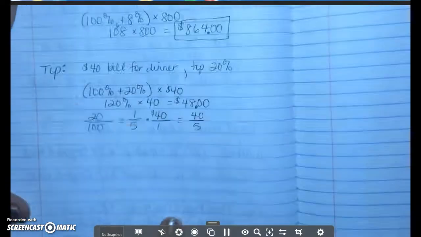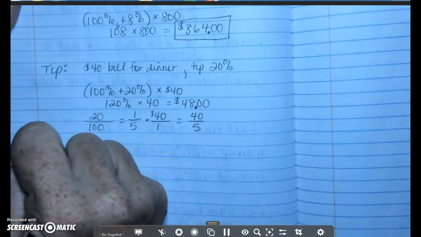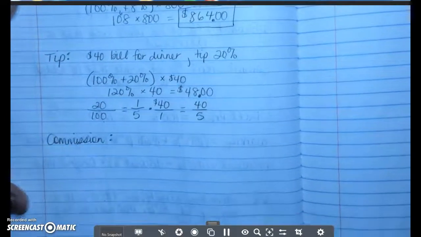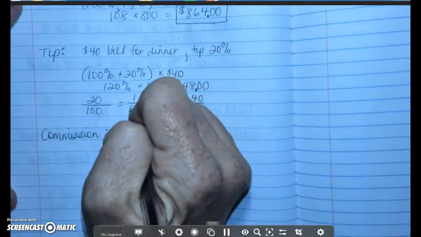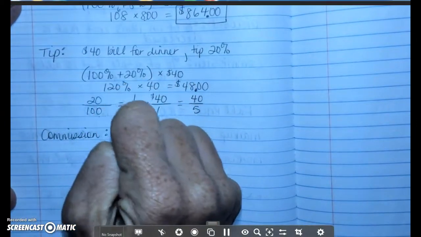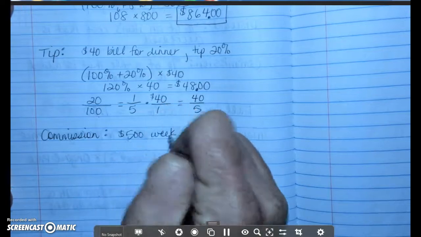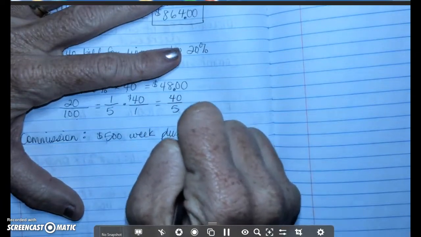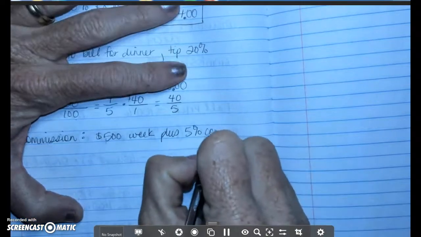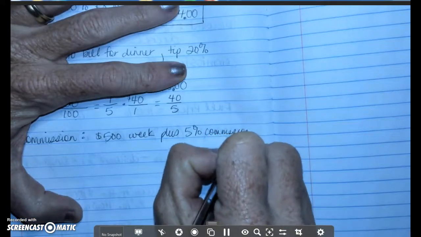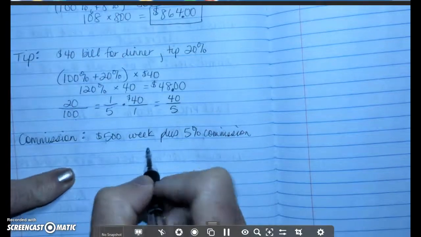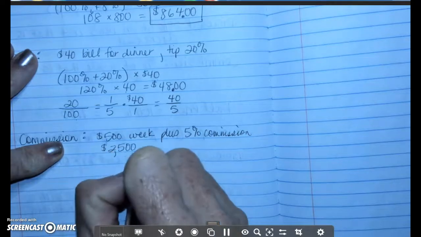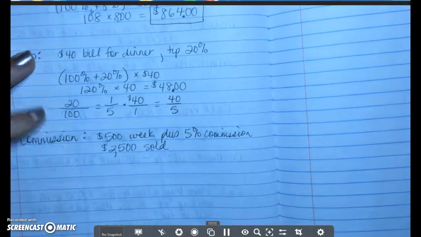Okay. All right, so let's talk about commission. Especially in jobs that involve sales, commission is really common. So you might get $500 a week flat pay, plus 5% commission. Okay? And say in a week you sell $2,500 worth of product.